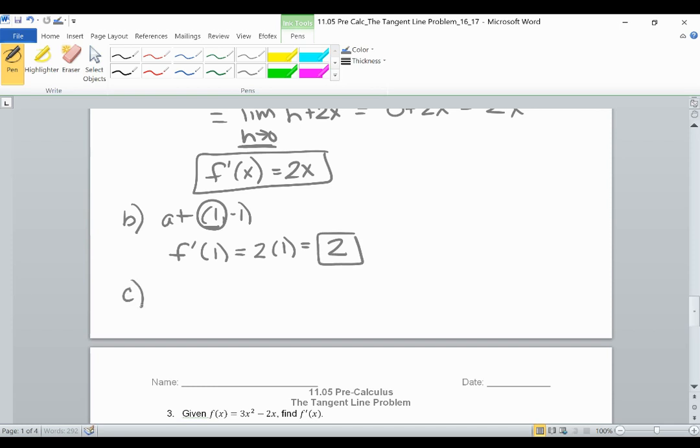And then part C, pause the video, see if you can do it on your own if you understand what that means. All right, so hopefully you just subbed in negative 3 in for x, and you got negative 6 for your answer for C.